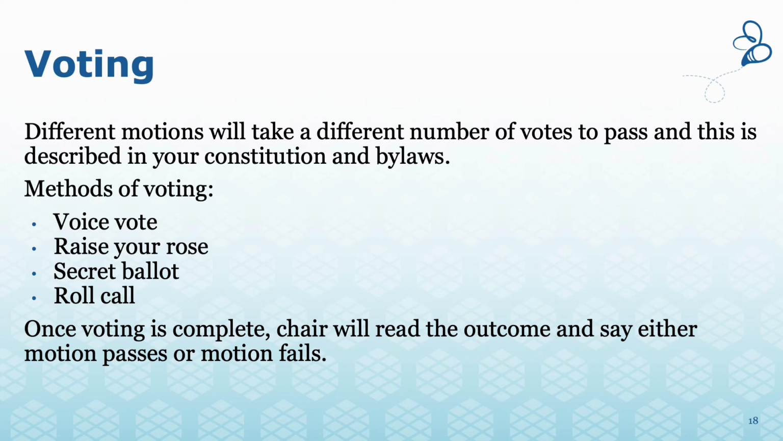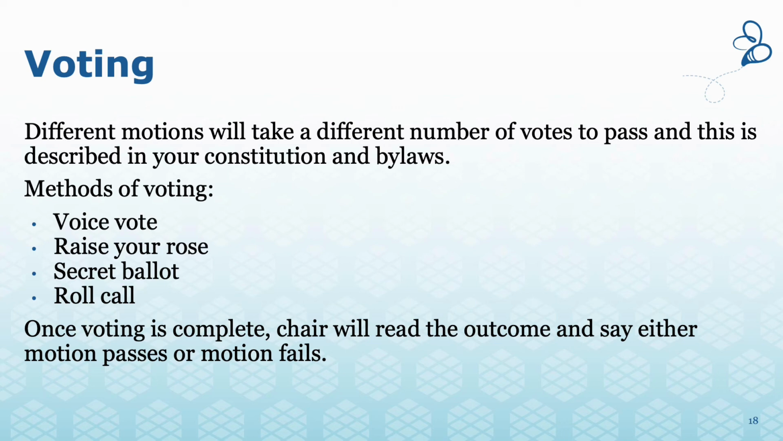Additionally, you could do a secret ballot where they write it down on a piece of paper and pass it in. Or you can do a roll call vote. Hopefully, in making small decisions, you can always do a voice vote or a raise your rose vote. Your Constitution and Bylaws will say how election vote should happen, whether that's roll call or secret ballot.